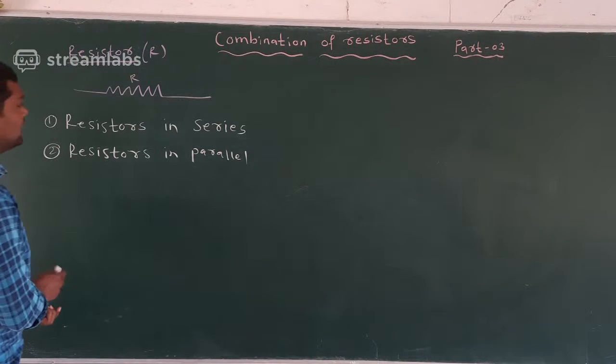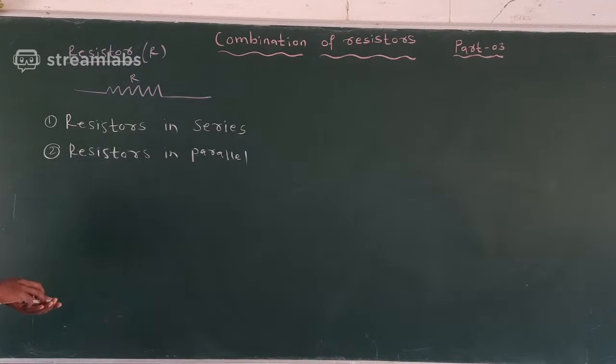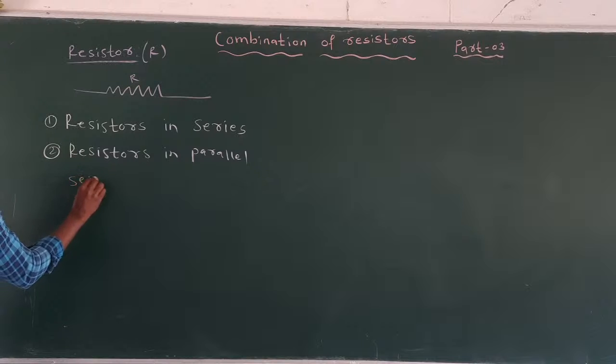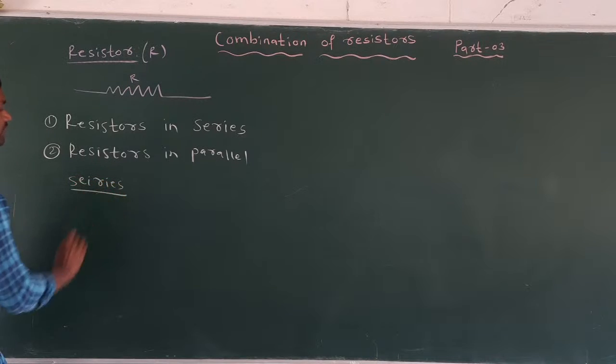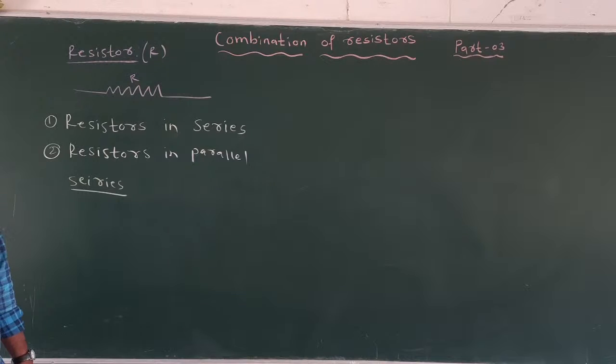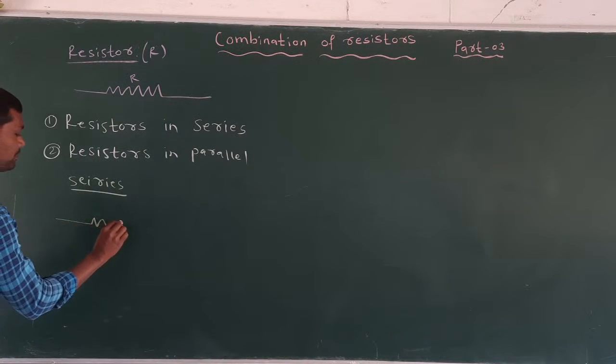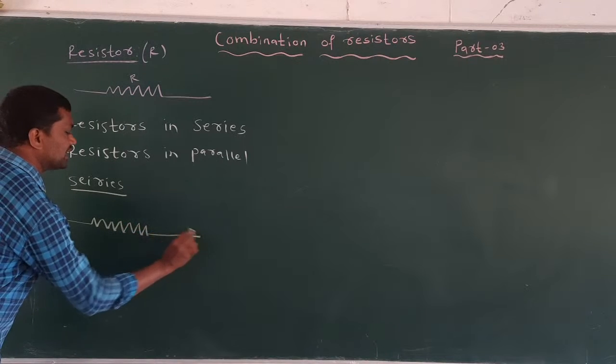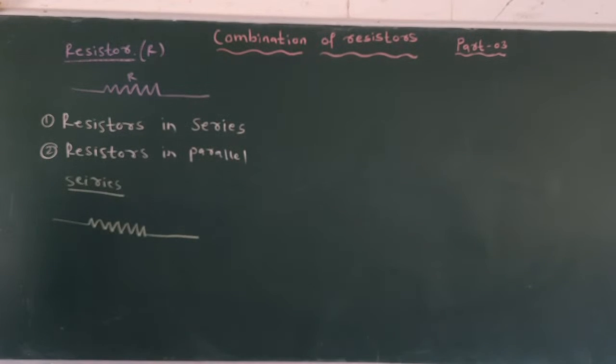So I will take two resistors. The first one is the series combination. Let us observe the series combination of resistors. In the series combination I will take only two resistors. A single resistance is represented by R. The two resistors are, first, the R1 resistor.